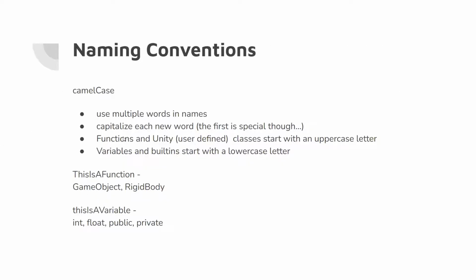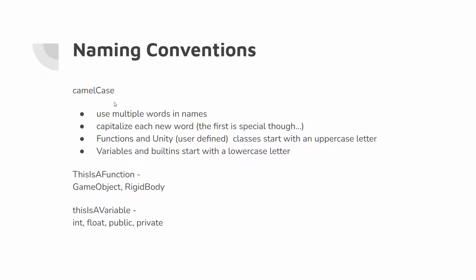All right. A little bit more background. Naming conventions. This is the way Unity recommends. I like to see things. It uses what is called camel case, which is similar to Pascal case, but it's a little bit of a variation. When you are naming things such as variables and functions and so on, you want to use multiple words in the names. You want to capitalize each new word. The first word is special, though, because whether you capitalize it or not will depend, in the Unity world, in the camel case world, on what type of thing we're naming.